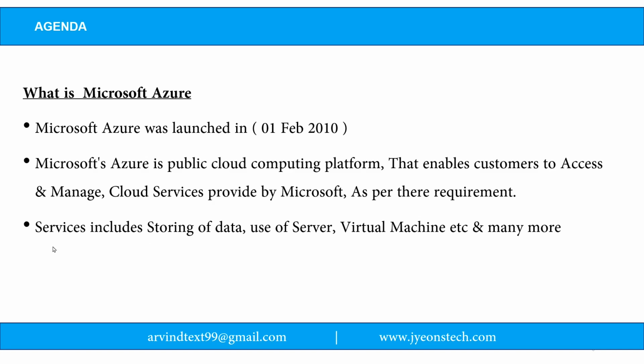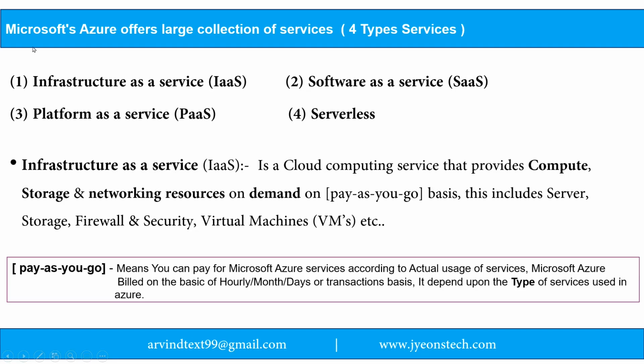Services include storing of data, use of servers, virtual machines, etc., and many more services provided by Microsoft. Microsoft Azure offers a large collection of services, and these services are of 4 types. First is infrastructure as a service, that is called IaaS. Second is software as a service, that is called SaaS. Third is platform as a service, that is called PaaS. Fourth is serverless. Let's discuss this one by one.